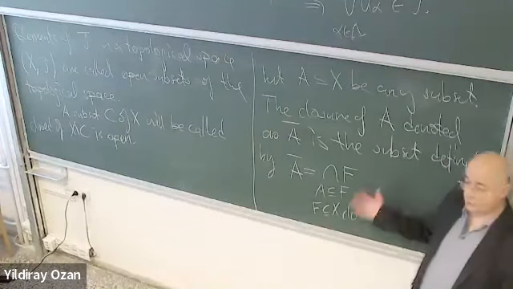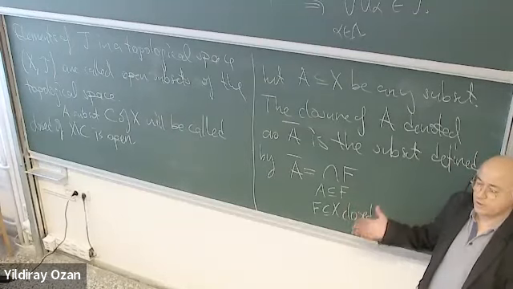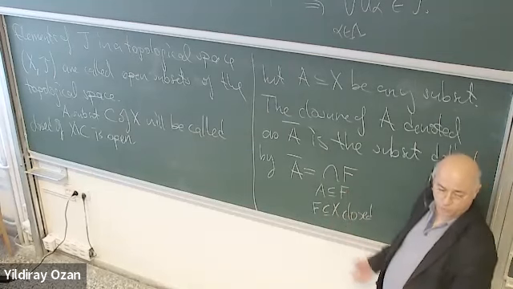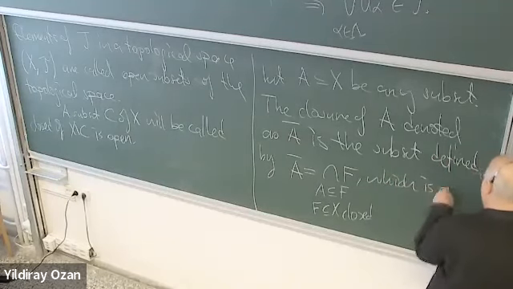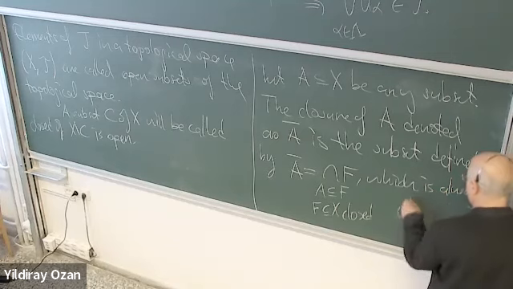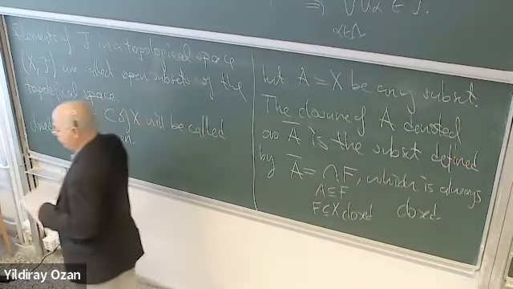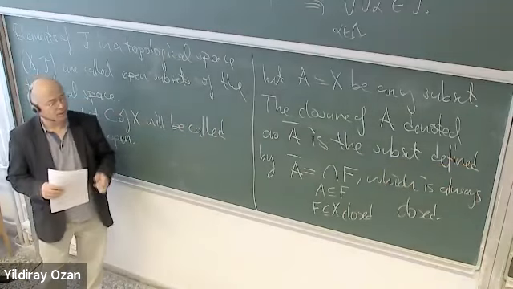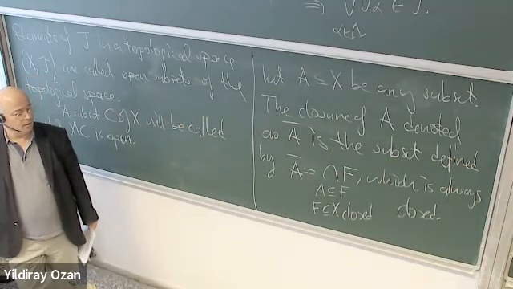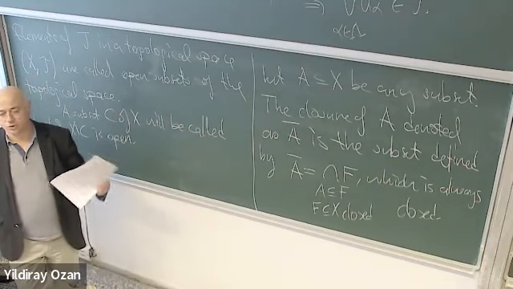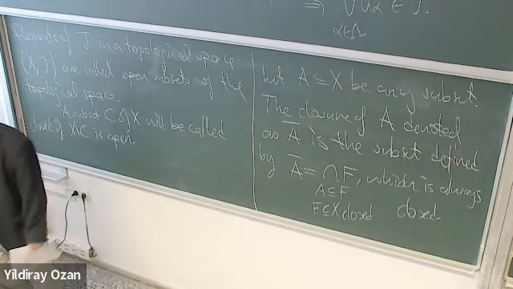Since arbitrary unions of open sets is open, arbitrary intersections of closed sets is closed. Therefore, this set is always closed. I am defining all these things a bit fast since you are familiar with these concepts, but if there's anything you don't understand, just let me know. Okay.